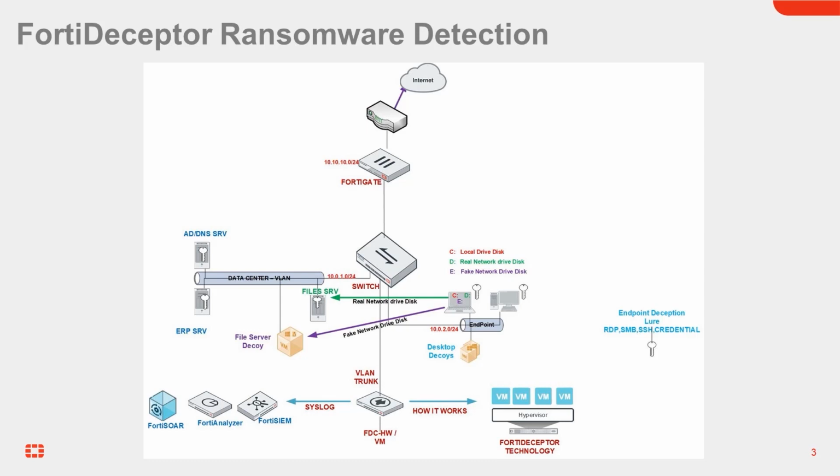This fake network drive is mapped using a network decoy that acts as a fake file server, complete with fake traffic and files. FortiDeceptor is also able to fully integrate with your third-party security tools, such as your firewall, network access control, and next-gen AV, so that all this identified malicious activity can be quickly mitigated.